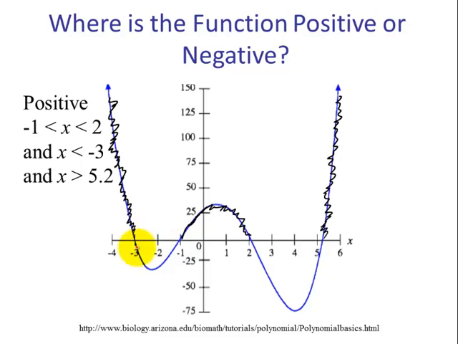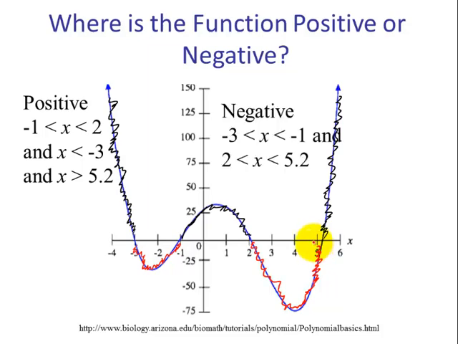Where this function is negative would be this region and this region. So we'd say that the function is negative between -3 to -1 and between 2 and 5.2.